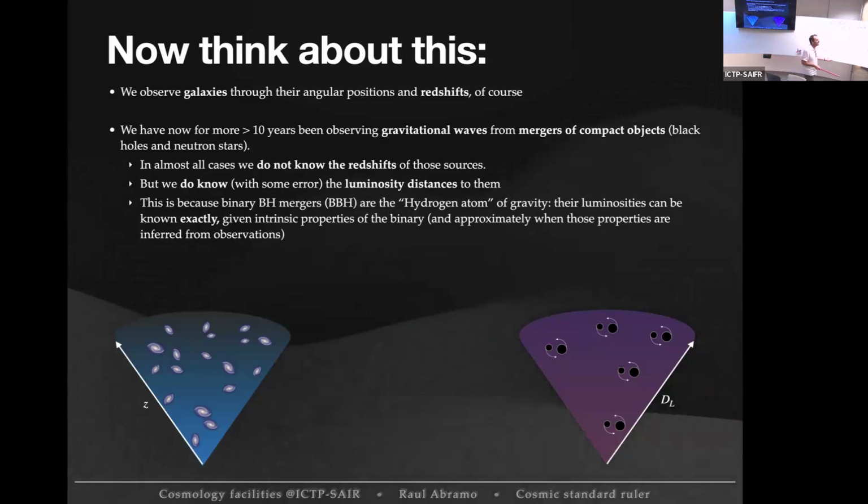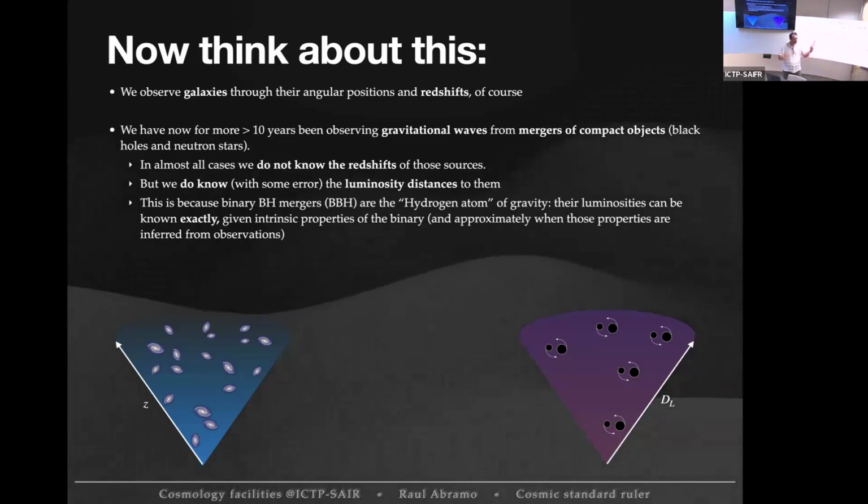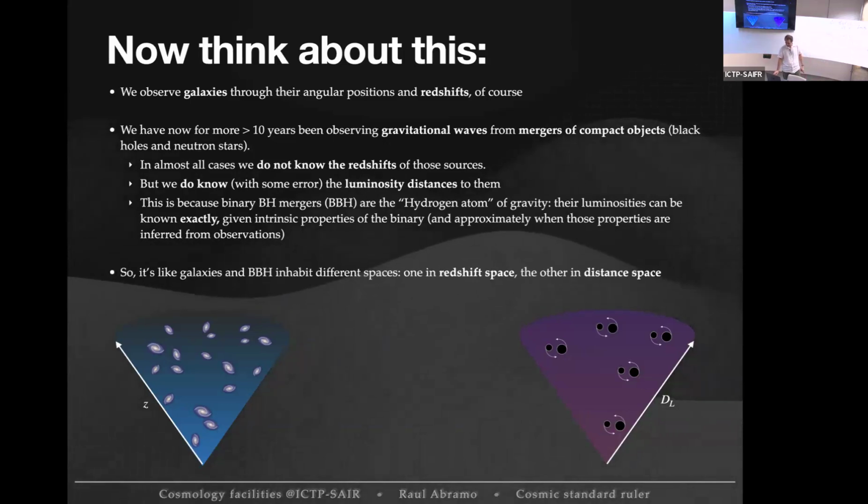So basically, it can be known exactly. It's not known exactly because we don't have those properties exactly. We have them through observations, and you don't have an infinite bandwidth to observe those events with infinite accuracy. Otherwise, these would be exact. But there is no systematic in there. That's the point. So these things live in different spaces.